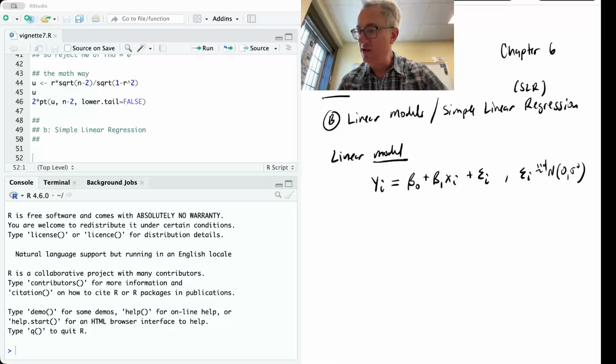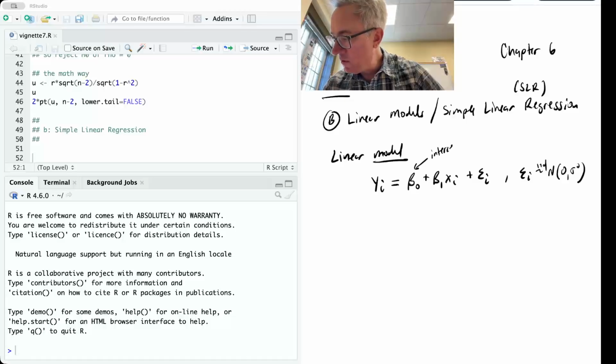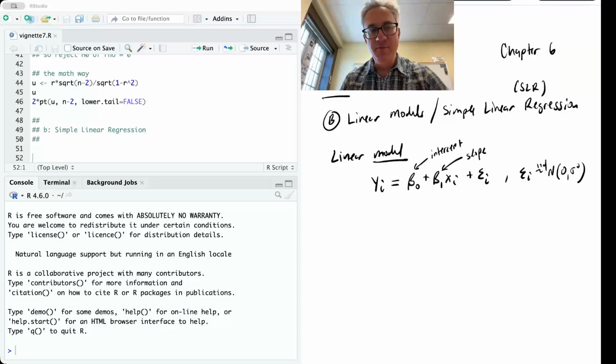So y is a linear function. We have an intercept and a slope. In middle school algebra, those might be a and b, or m for the slope is kind of common. Lots of different ways to write that down, but in statistics, we like Greek letters for the unknown quantities. And so our Greek letters are going to be beta 0, or I'll sometimes say beta naught, for the intercept, and beta 1 for the slope. So those are unknown quantities.